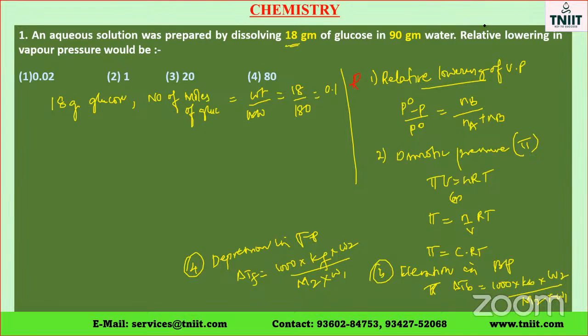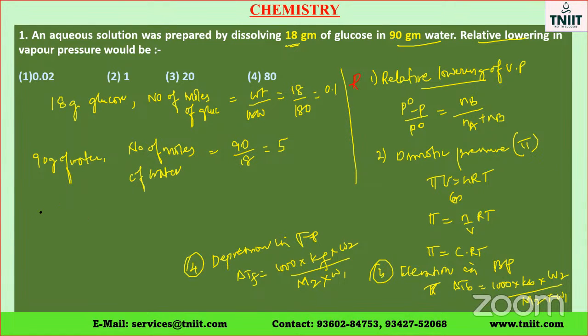Similarly, they've given 90 grams of water. So the number of moles of water is given by the weight of water divided by the molecular mass of water, that is 18. So 5 is the number of moles of water. Now the question is asking for the relative lowering of vapor pressure.